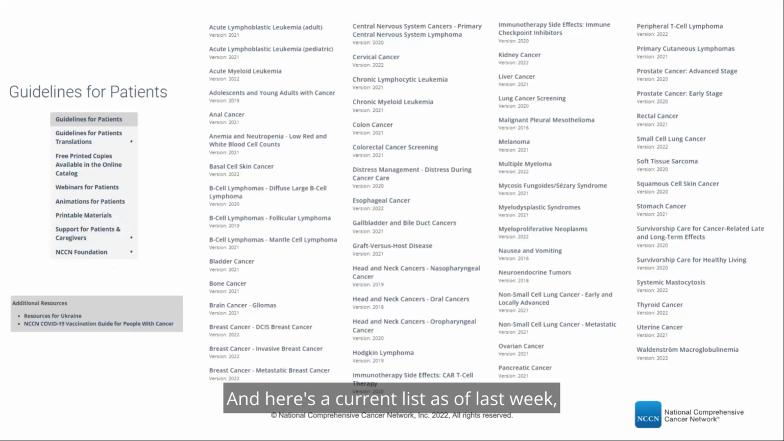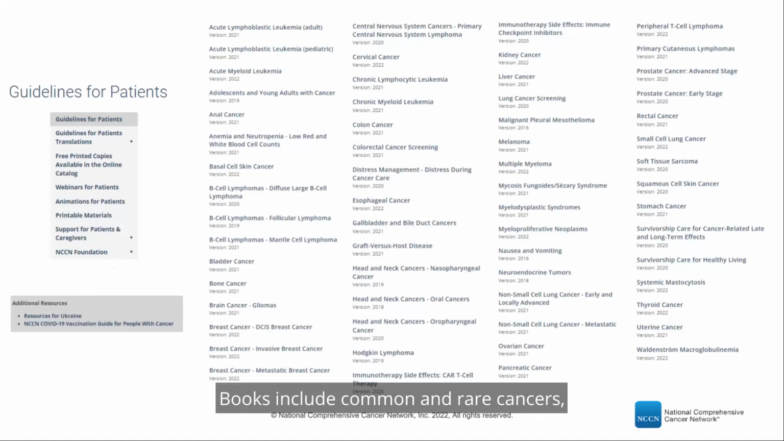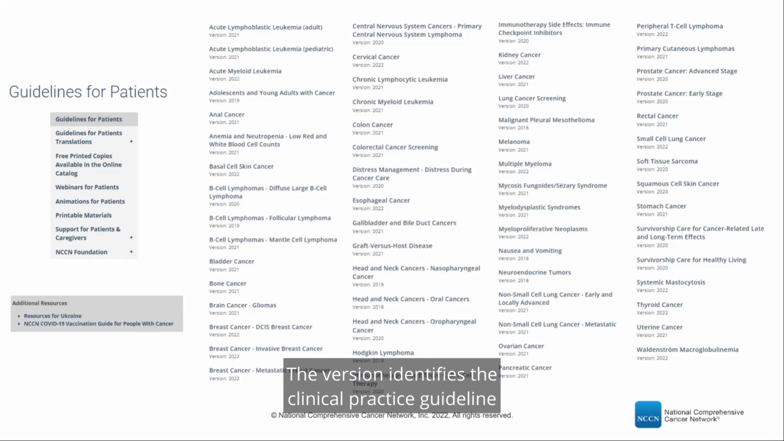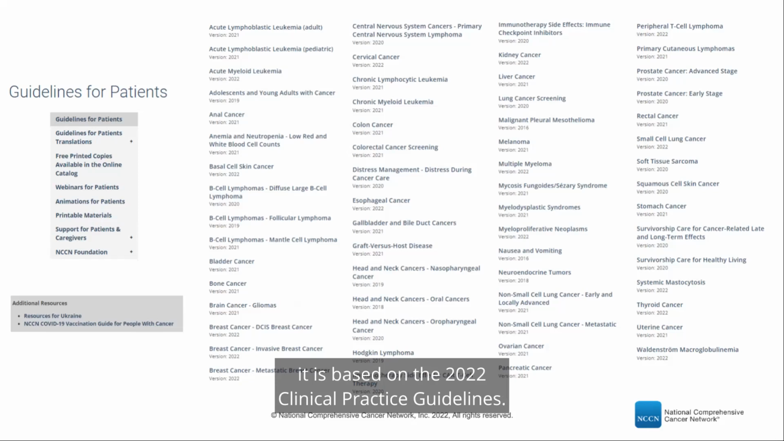And here's a current list as of last week, which was April 2022, of available books. I think mesothelioma has updated since then. Books include common and rare cancers, including lung cancer screening, distress during cancer care, survivorship, and immune checkpoint inhibitors. The version identifies the clinical practice guideline that the book is based on. So here, if you see kidney cancer, it is based on the 2022 clinical practice guidelines.